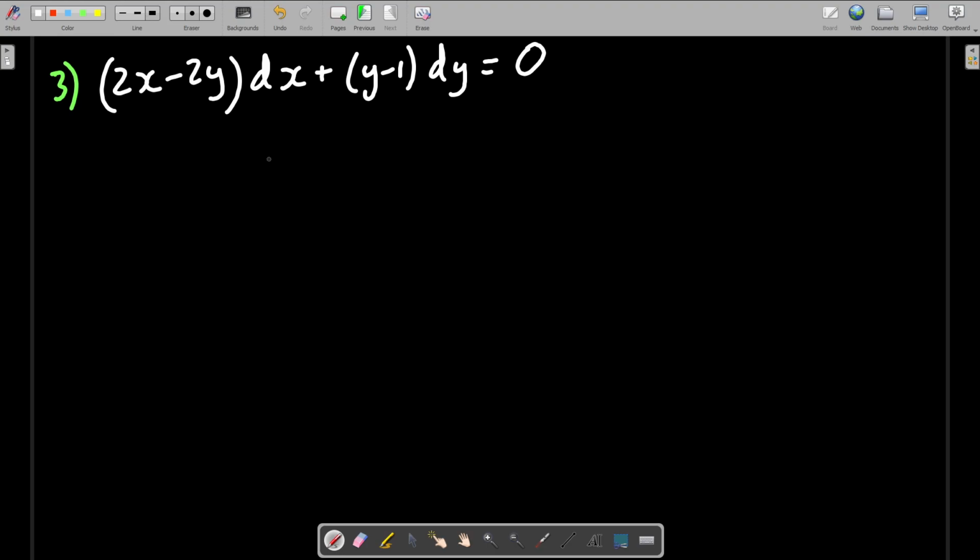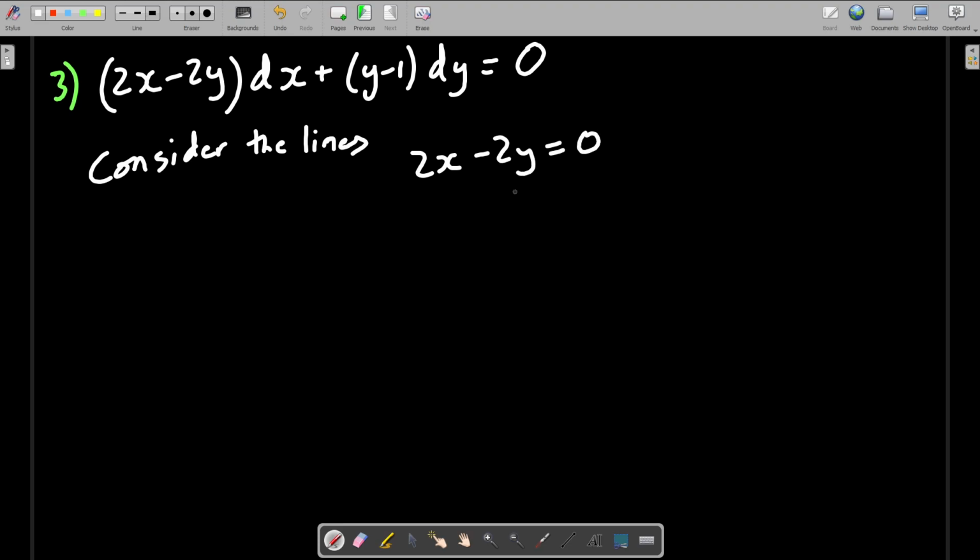So, what are the equations of the lines? Consider the lines 2x minus 2y is equal to 0, and here you have y is equal to 1, the second line. y minus 1 is equal to 0; I took the 1 on the other side. By the way, the first line can be written as just x minus y is equal to 0 because the 2 can be cancelled out. But let it be now.